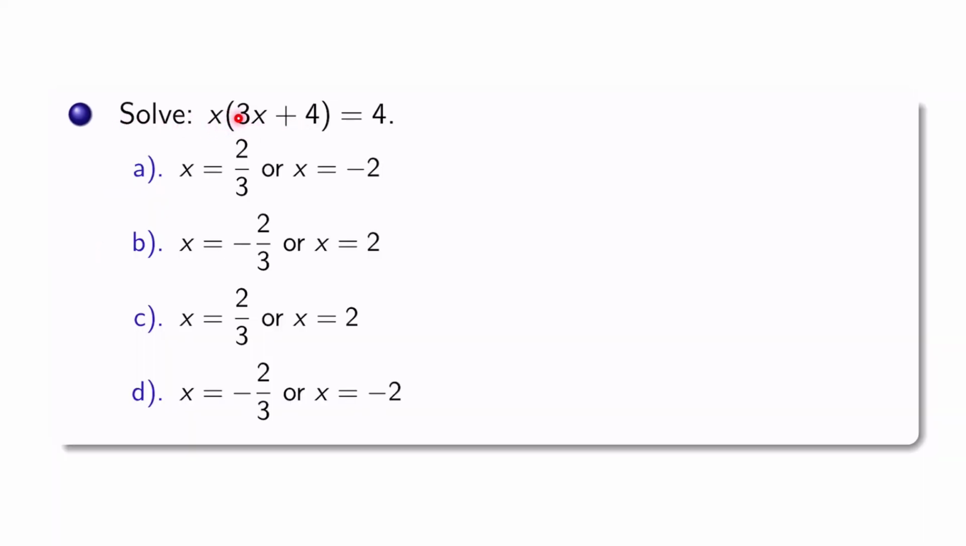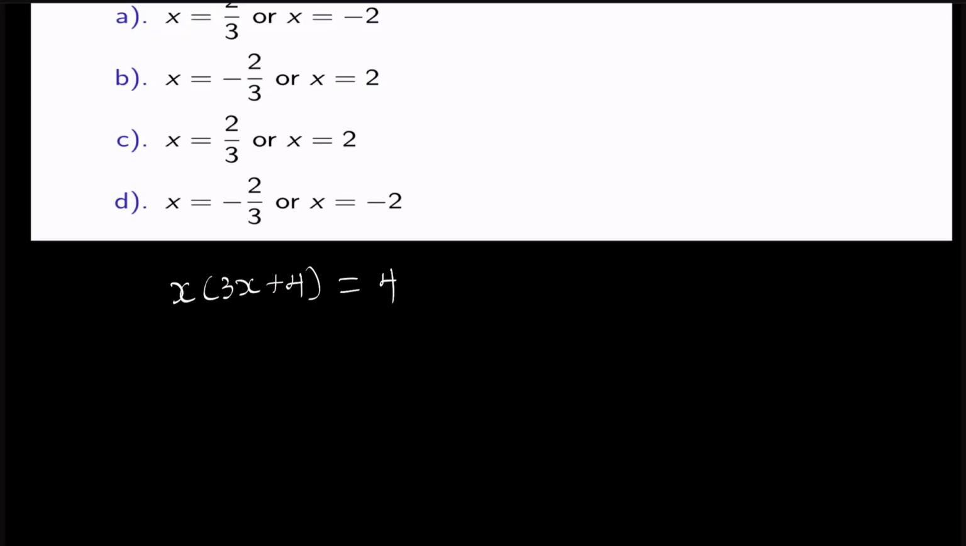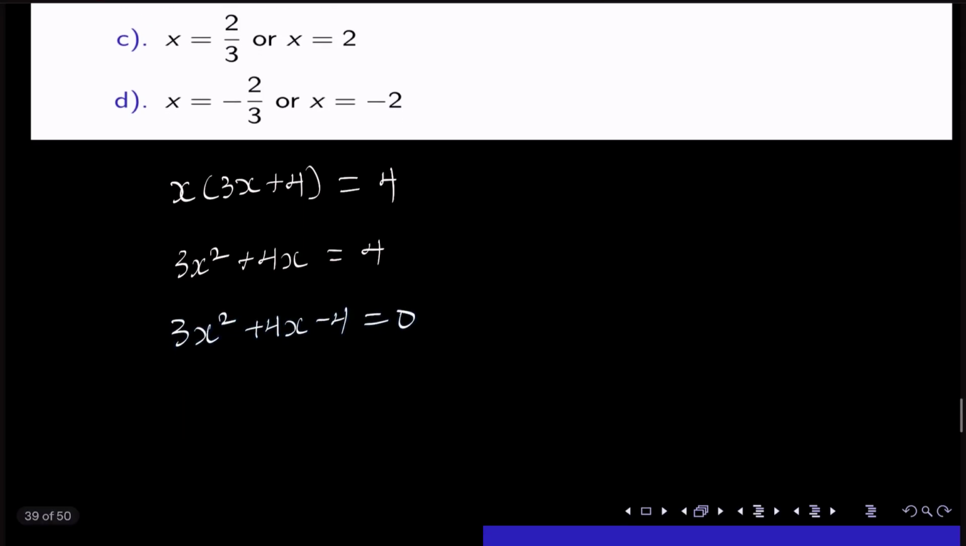Solve the equation x(3x + 4) = 4. To solve this, we first distribute the x on the left hand side. So we are going to have 3x times x, which is going to give us 3x squared, and 4 times x is 4x, is equal to 4. And so we are going to have 3x squared plus 4x minus 4 is equal to 0. And now we have a quadratic equation. So we can now easily solve this given quadratic equation.